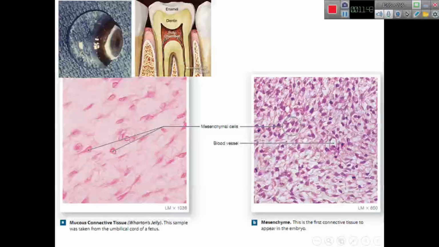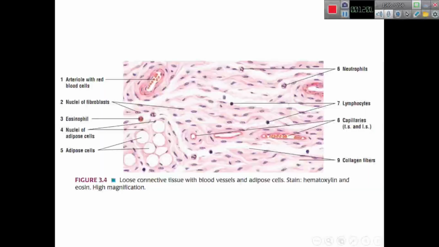Mesenchymal: most of the connective tissue in the embryo is mesenchyme. Then this connective tissue is converted to the other connective tissues, or other connective tissues are differentiated from this connective tissue in the embryo. You see a loose connective tissue: the cells, the fibers, and the light or white part, which is the ground substance. We said all of these components in this connective tissue are equal.